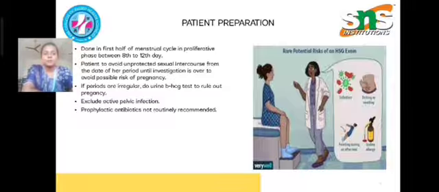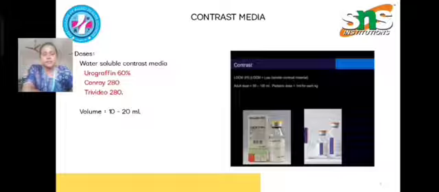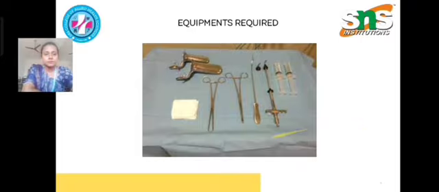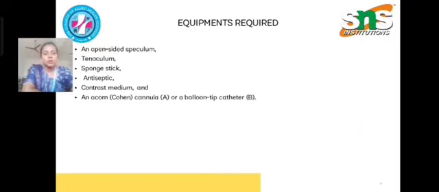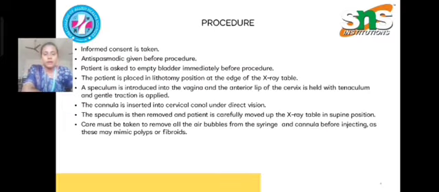Next thing is equipment used. Contrast media: water soluble contrast media is most probably used, such as Urografin 60%, Omnipaque 280 mg and Trividio 280 mg. Volume will be 10 to 20 ml. Equipment used are an open-sided speculum, tenaculum, sponge stick, antiseptic solution, contrast medium, a cannula, a balloon tip catheter, gloves, gauze, and lubricant jelly, which are required for this procedure.